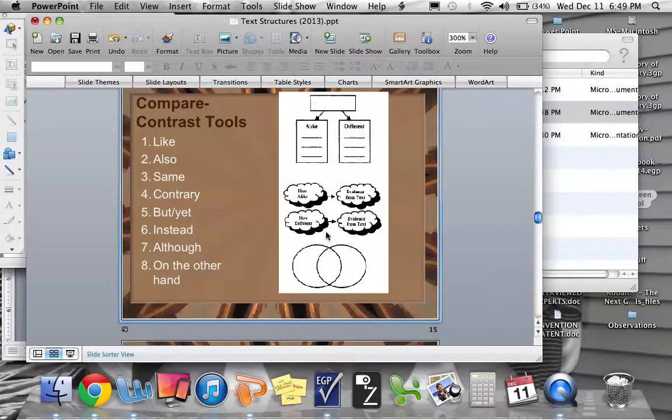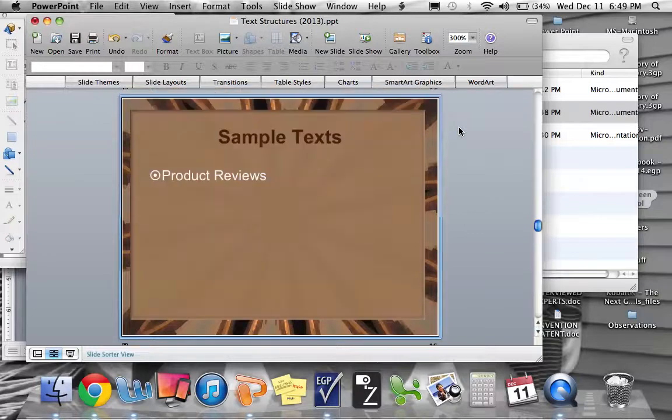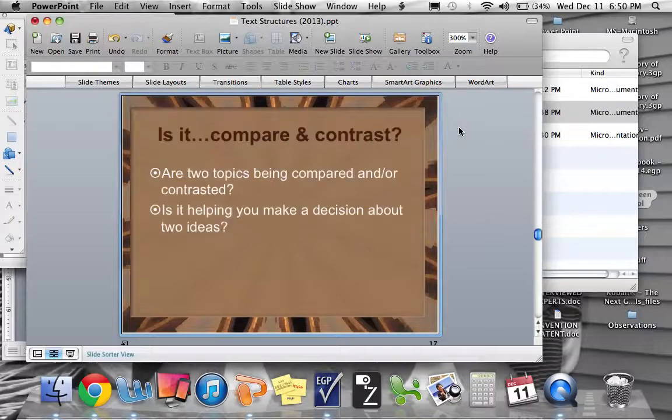If you look up here, we have differences and similarities. I've given you 8 different examples of signal words that you can write down as well. One of the most popular ways to use compare and contrast would be your product reviews. So if you're trying to buy a product of some sort, it would be the compare and contrast. So ask yourself, is it helping you make a decision? And are you seeing 2 topics being discussed, compared, and contrasted?